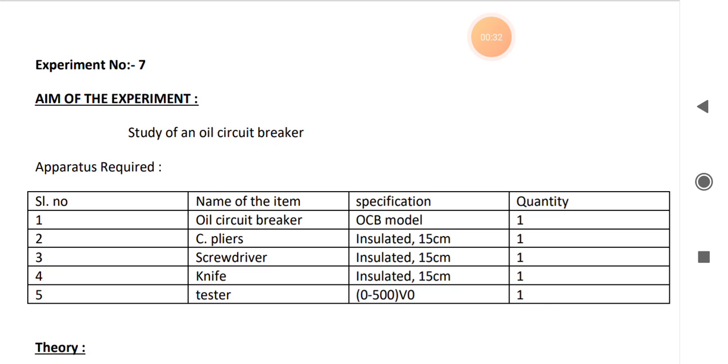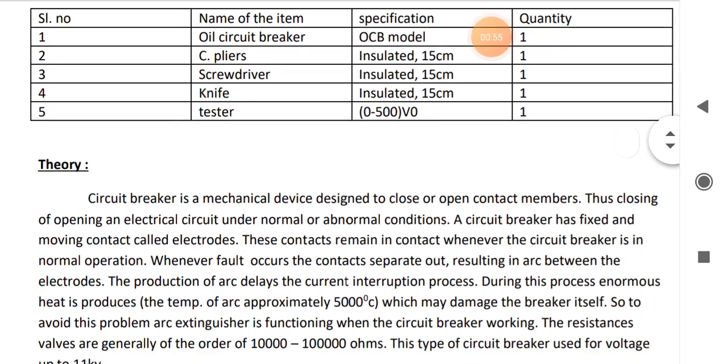So the apparatus required for this experiment are an OCB model, a combination plier, screwdriver, electrician knife, tester, and the specifications are written in their adjacent boxes. Now the theory.